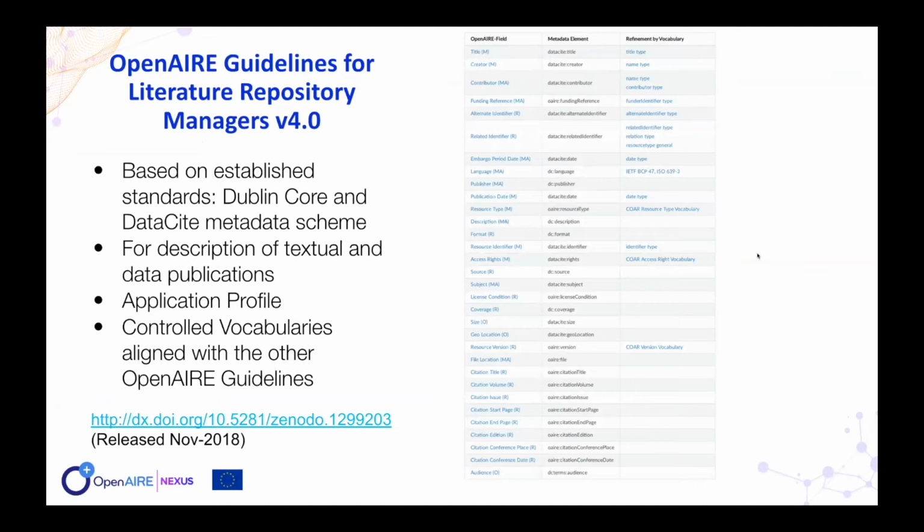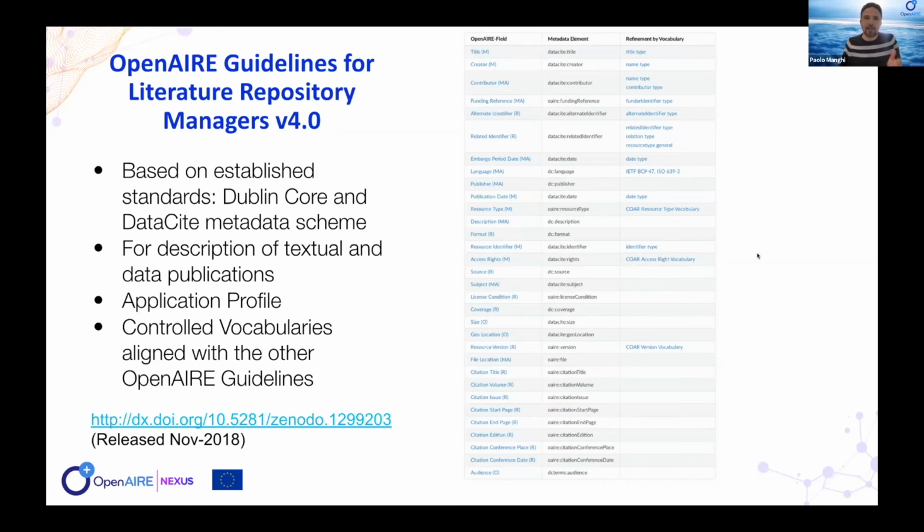So we started by the latest set of guidelines that we have defined, namely the OpenAIRE Guidelines for Literature Repositories 4.0, which is a DataCite profile, defined as an application profile that can provide certain conditions. I'm not going to describe the guidelines here, but it's again a mixture of different application profiles.